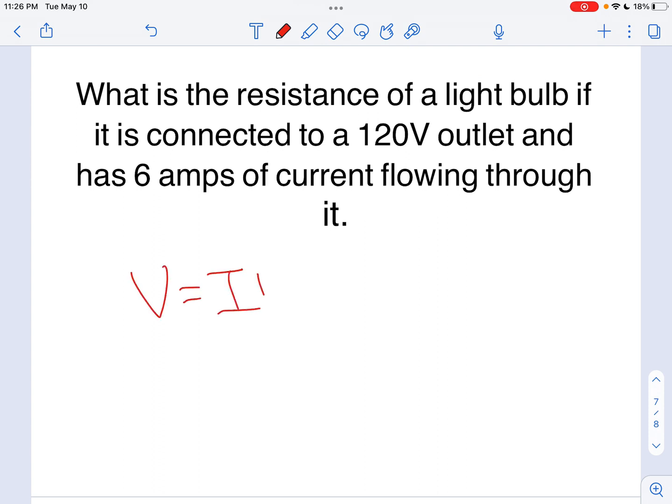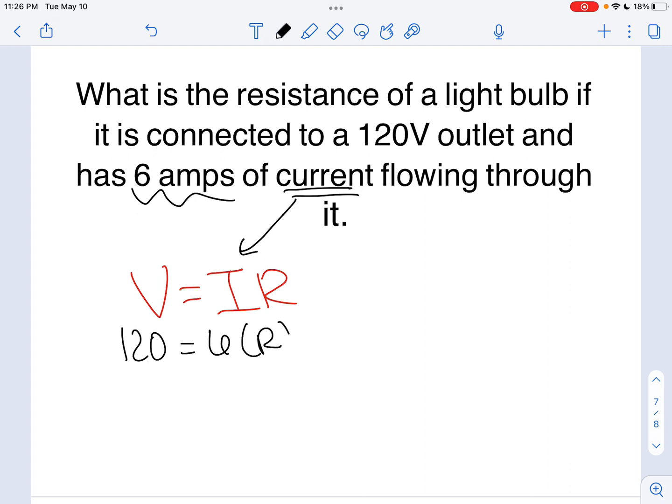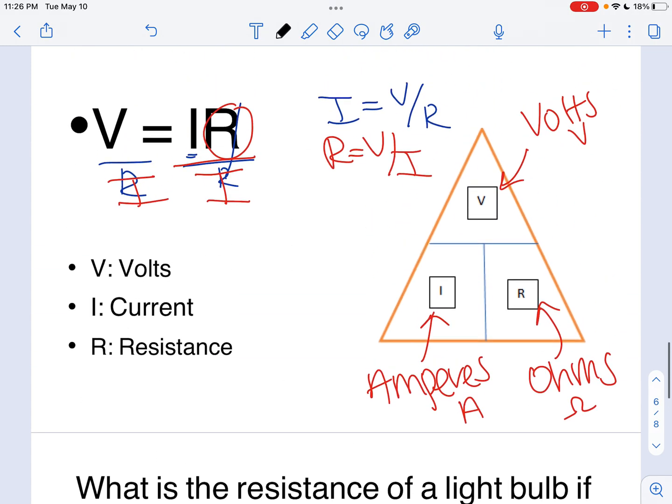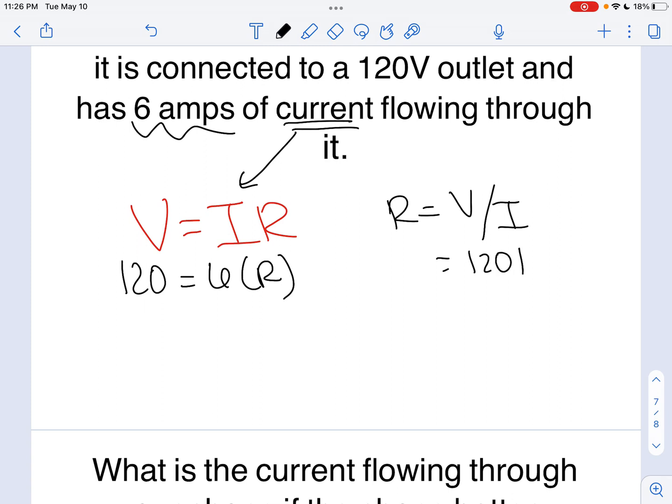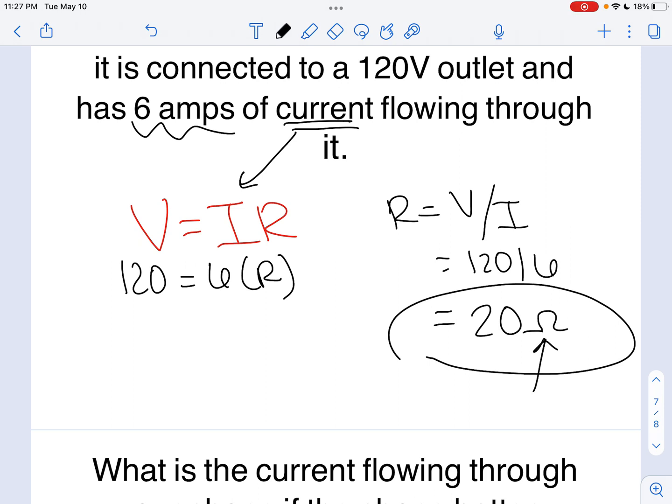So my basic equation is V equals IR. It says, what's the resistance of a light bulb if it's connected to a 120 volt outlet and has 6 amps of current flowing through it? So 120 equals, well, remember, current is I, so that's going to be 6 times R. Now, either I can always just use the equation V equals IR, or I could use R equals V divided by I. That's what we got up top. So we could set this up as 120 divided by 6. Hopefully when you solve this, you're going to tell me my answer is 20 ohms. And the reason I used omega is because I was a little lazy and didn't want to write out ohms. But I could have done either. Both are correct.